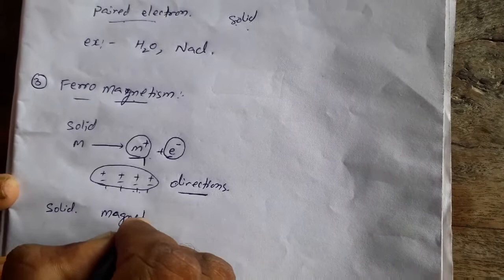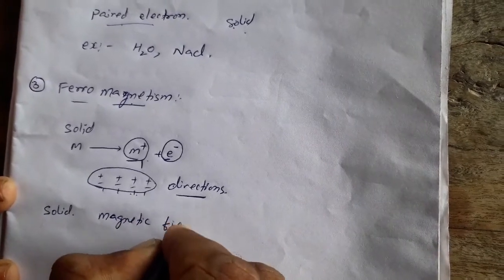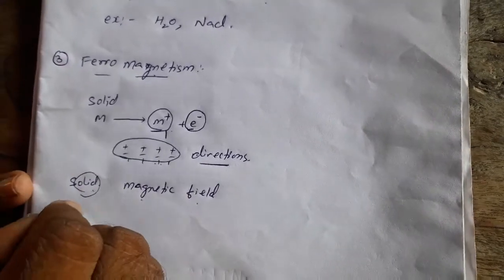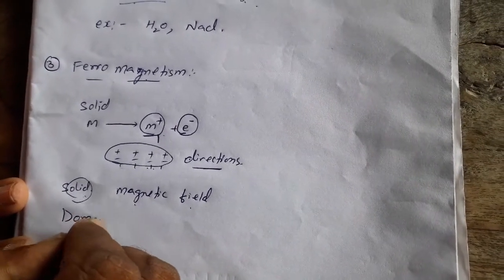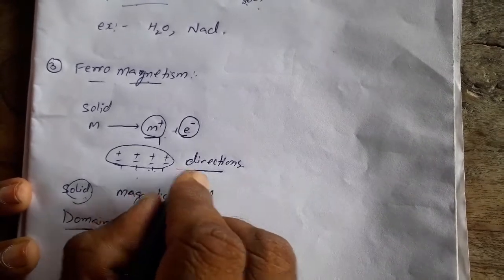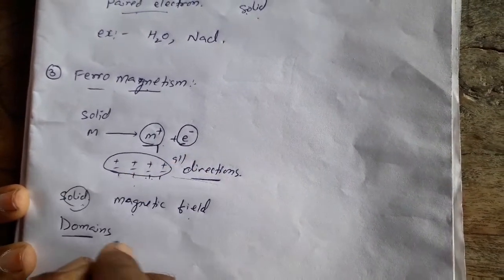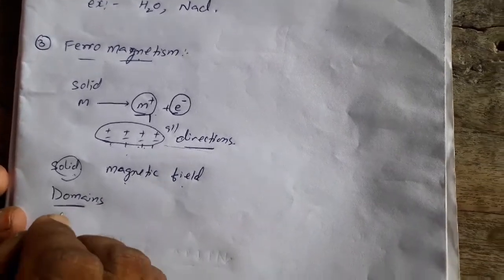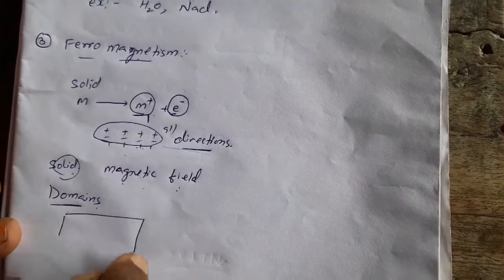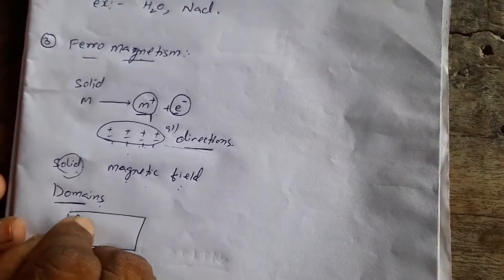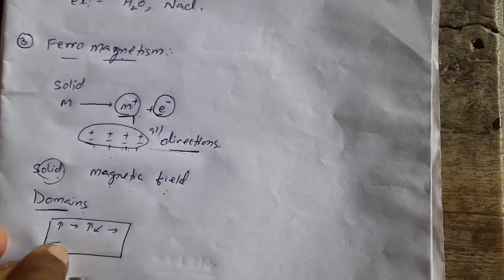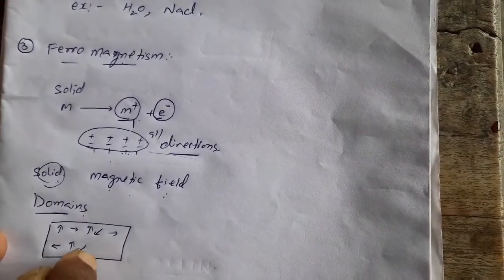Before applying the magnetic field, this arrangement in all directions is known as domains. These domains have electrons oriented in all directions, this way. The electrons move in all directions, with no perfect direction.